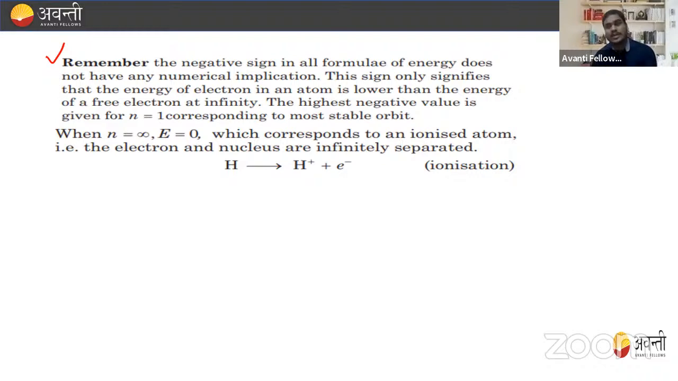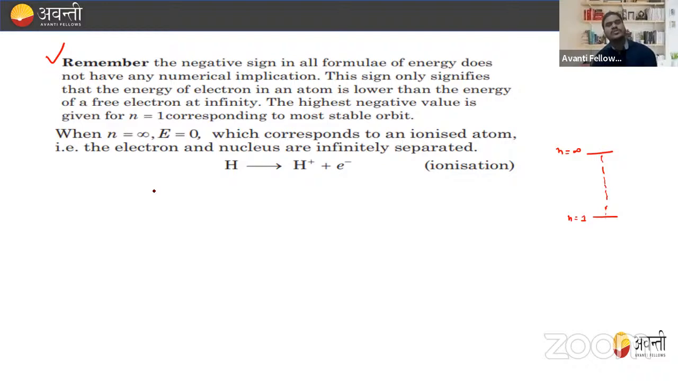So here, when n becomes infinity, when you keep the electron far away from the nucleus, for example, this is the nucleus, n is equal to 1, here is the first shell. And if you keep n equal to infinity, then we know that this is a very large distance. So here the attraction between the nucleus and the outermost electron is almost negligible, and the electron is easily emitted. This is known as ionization enthalpy.